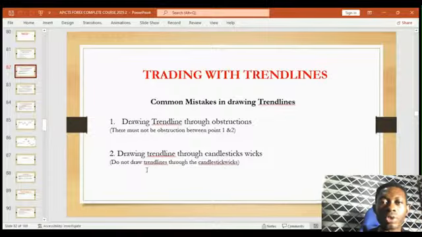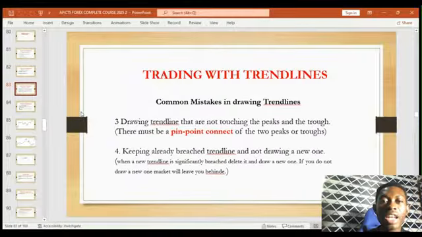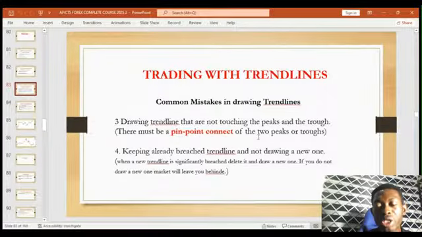Then the next common mistake: drawing trend lines that do not touch the peaks and the troughs. There must be a pinpoint connection of two peaks or troughs. I will explain all of that to you, especially if you are hearing this for the first time.